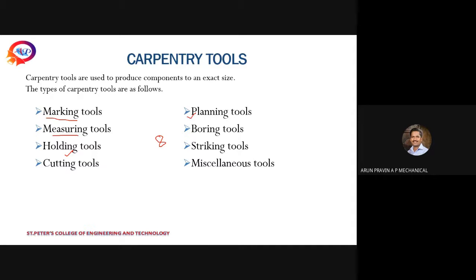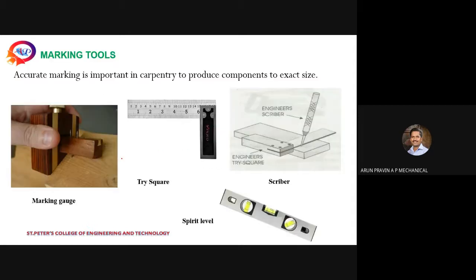Other than these operations, suppose we are going to remove nails, we remove them using a tool, or maybe a stapler, you want to remove the stapler from the wood and everything. For that we are going for miscellaneous tools. So let us first go through what the tools are.